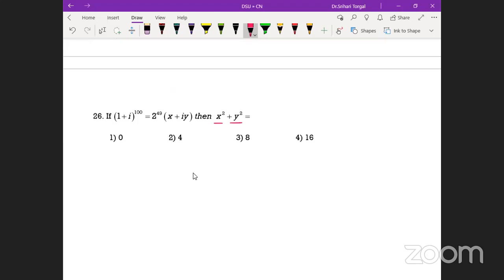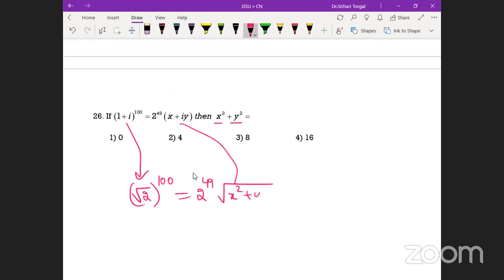You can take modulus on both sides. What is modulus of 1 plus i? That we have discussed, right? It is √2 whole power 100. So 2 power 49 will be as it is. What is modulus of x plus iy? Root of x square plus y square.